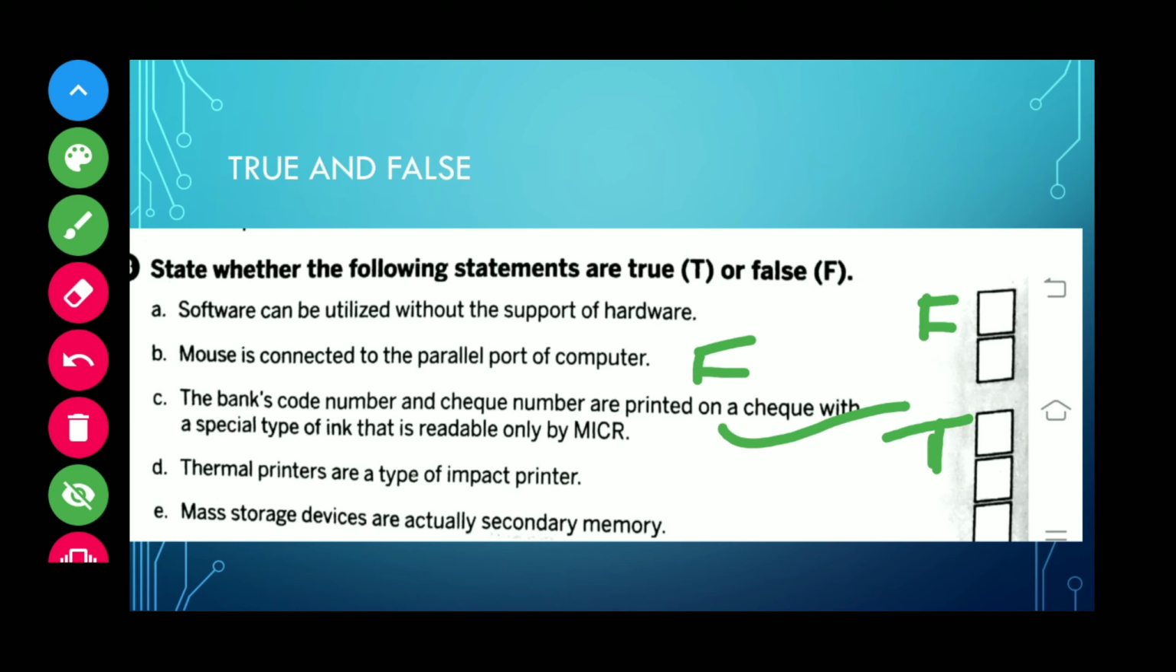Now, thermal printers are a type of impact printer. False. Thermal printers are non-impact printers. Now the fifth one, the last one: mass storage devices are actually secondary memory. Yes, true. Mass storage is always secondary memory. So have you understood all the questions? I think now we are going to the next exercise.